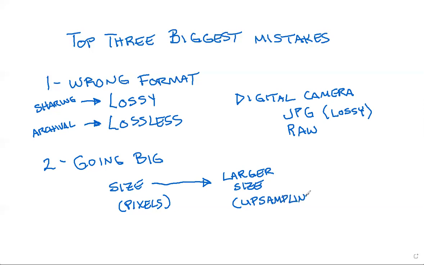So we are going from an image of a certain size, which contains a certain number of pixels, to a larger size that's going to contain more pixels. Where did those extra pixels come from? It invented them. It made them up.